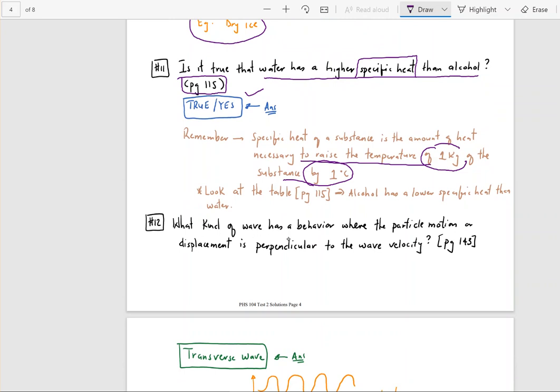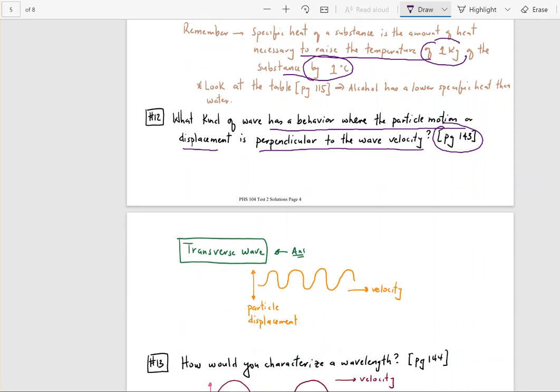Number 12, what kind of wave has a behavior where the particle motion or displacement is perpendicular to the wave velocity? Again, you can find more information on page 143, but the answer to that will be your transverse wave. Your transverse wave is a phenomenon whereby the particle displacement is perpendicular to the velocity, or the movement or motion, of that particular wave.